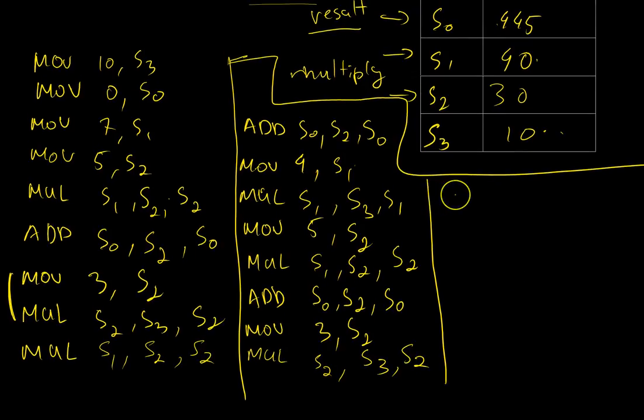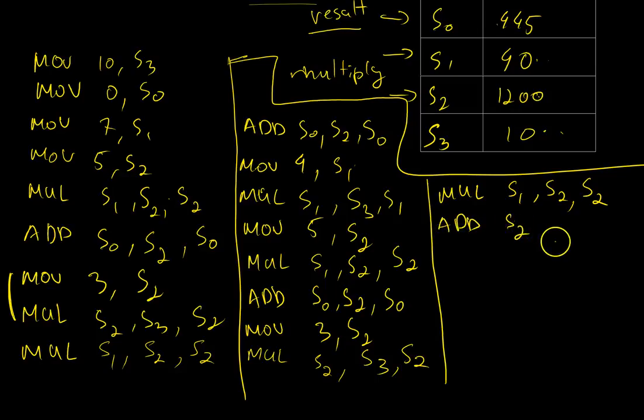And then we're going to multiply 40 by 30. They're in our memory now, so it's all good. S1 times S2, 40 times 30, and we're going to store that back in S2. So 40 times 30 is 1200. And the last step that we need to do is now we just need to add whatever is in S2 to S0, store that back in S0, and now we have 1645.